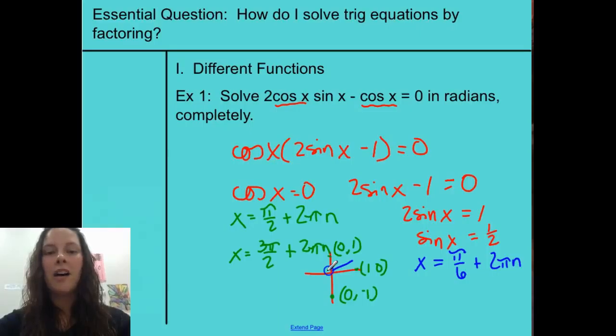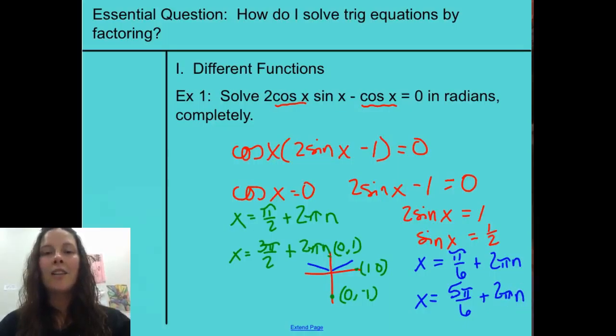Sine is also positive in the second quadrant because it is above the x-axis, sine being our y value. So we have x equals 5 pi over 6. And again, plus the 2 pi n. So that adding the period plus a variable like n gives you the complete solution for these equations.